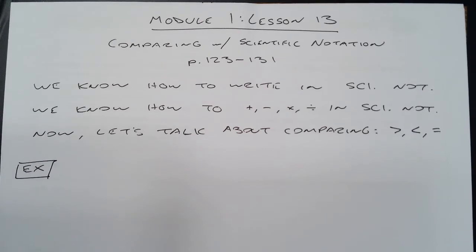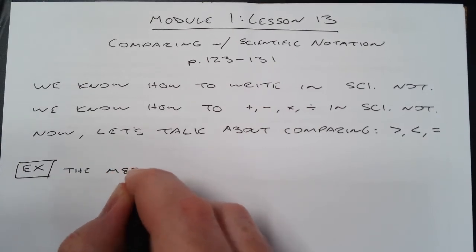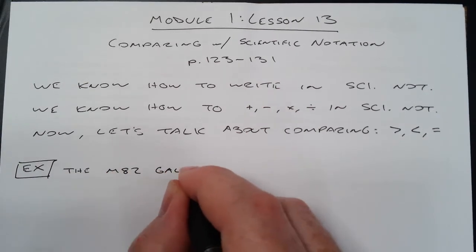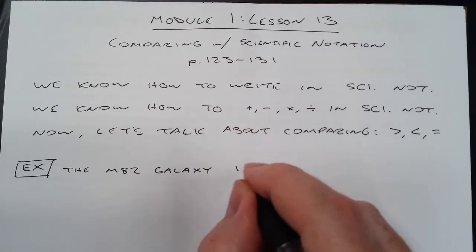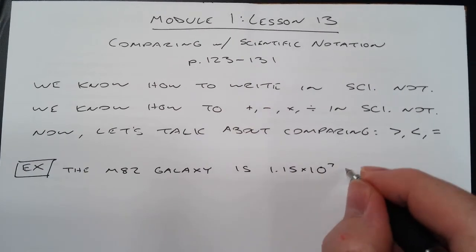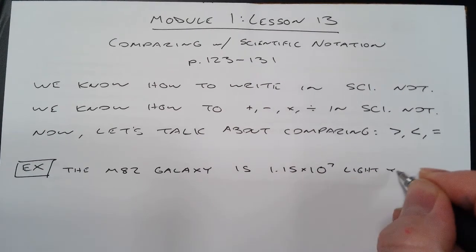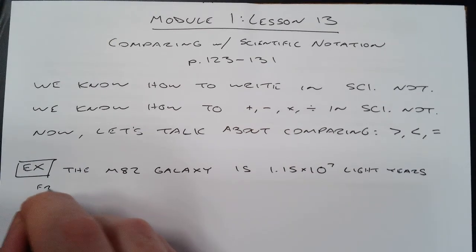Just one example. Let's talk about space. The final frontier. Unless you believe the final frontier is the ocean. The M82 galaxy, which is a galaxy with not a very creative name, is 1.15 times 10 to the 7th light years from Earth. Pretty far.